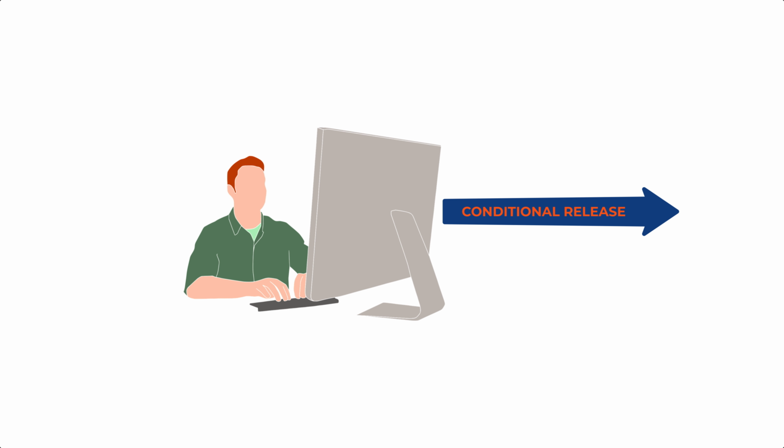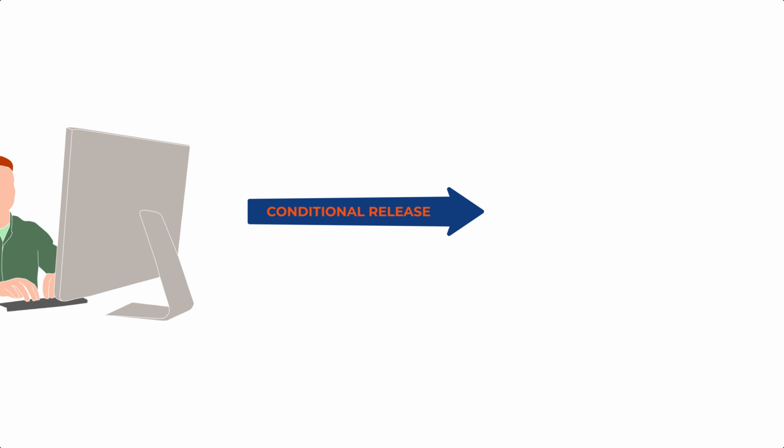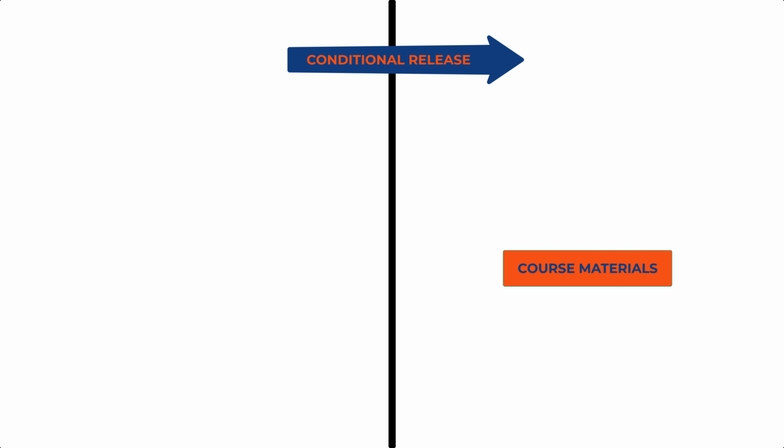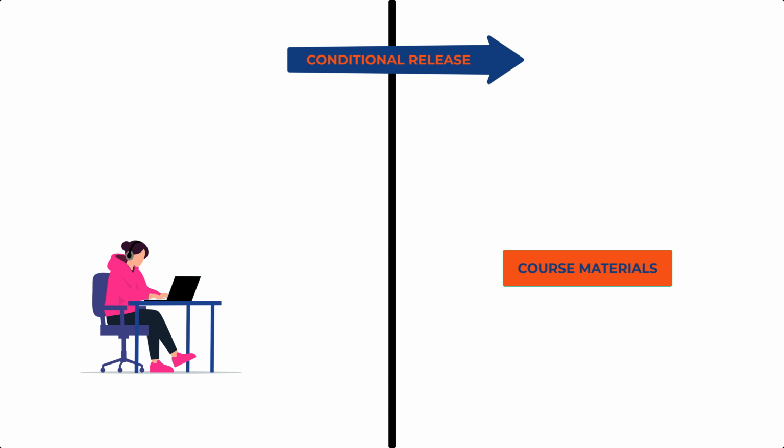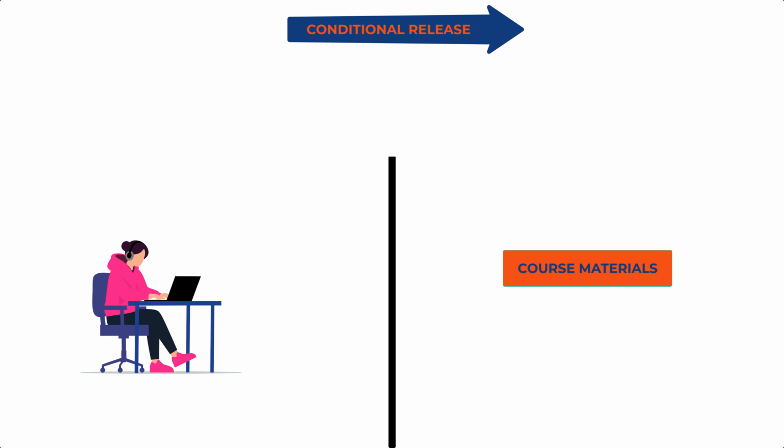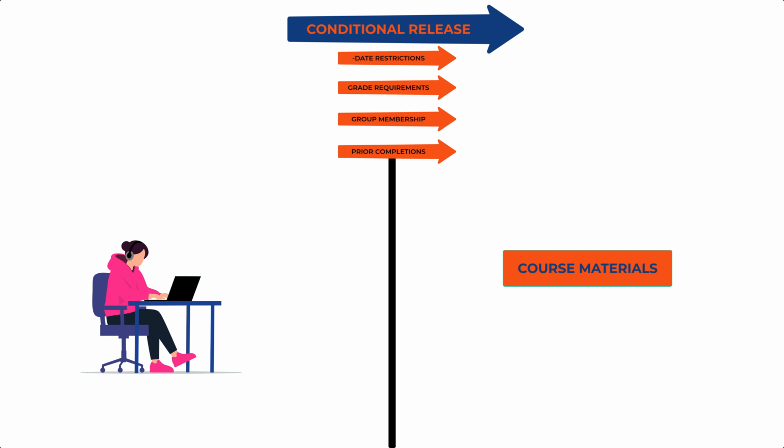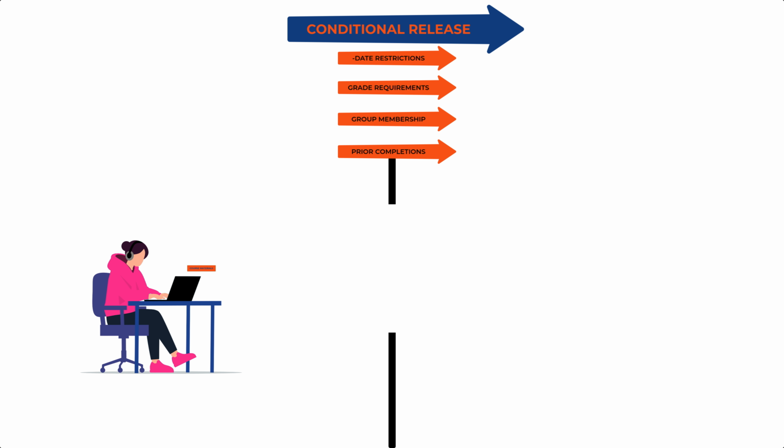In this video, you will learn how conditional release in Brightspace lets you control when students see content based on criteria you choose. Conditional release in Brightspace allows you to control when and how course content becomes available to students based on specific criteria. This feature enables you to set conditions such as date restrictions, grade requirements, group membership, or the completion of prior activities before students can access certain materials.